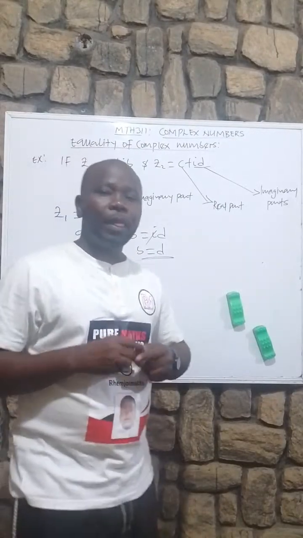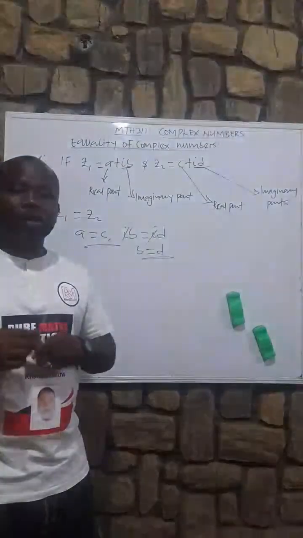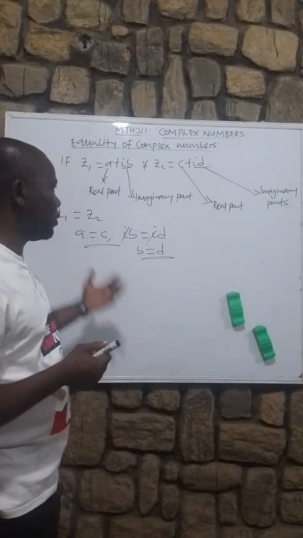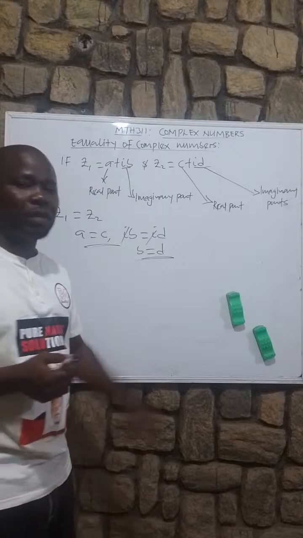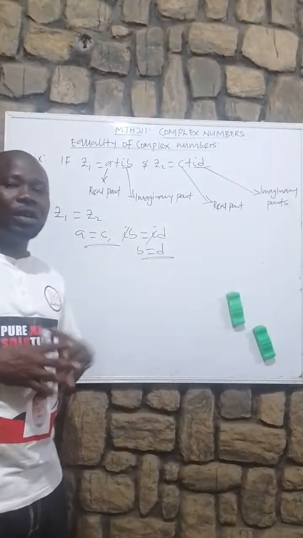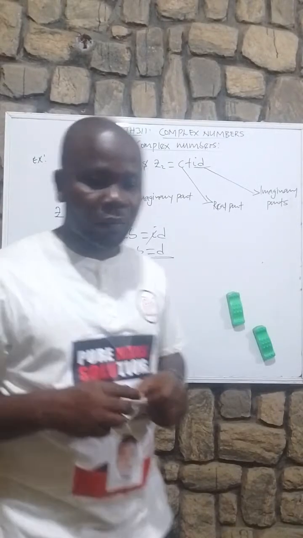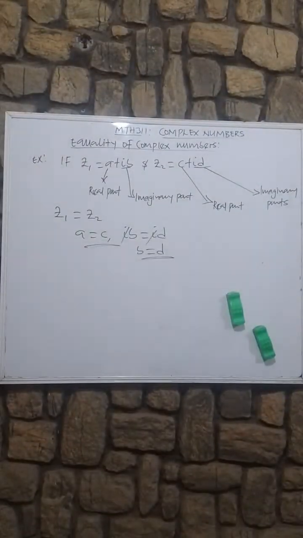So if you are asked to give an example of equal complex numbers, at least with this example explanation, you can be able to give an example. True or false? Any question? Okay. So far, so good. So let's proceed.